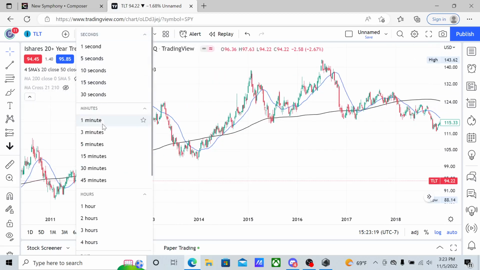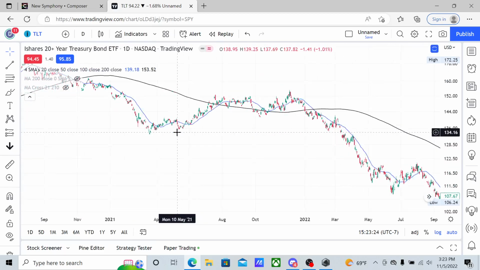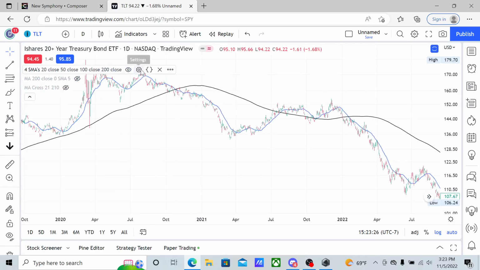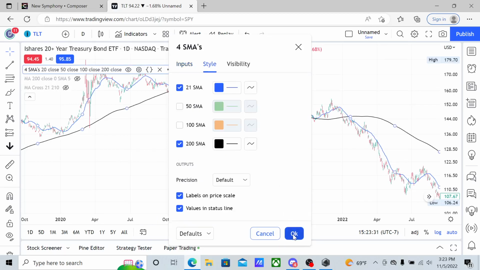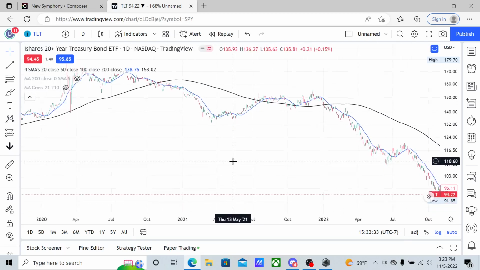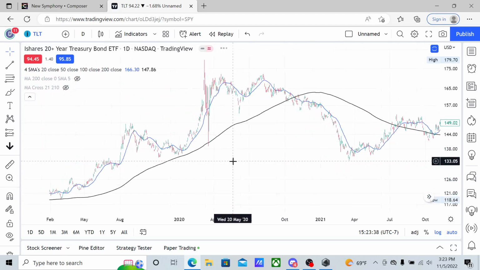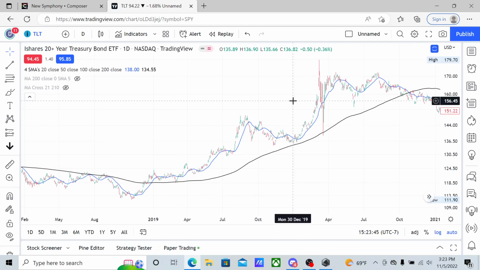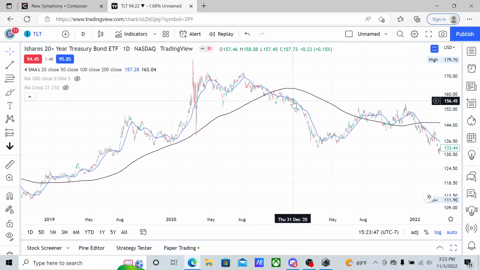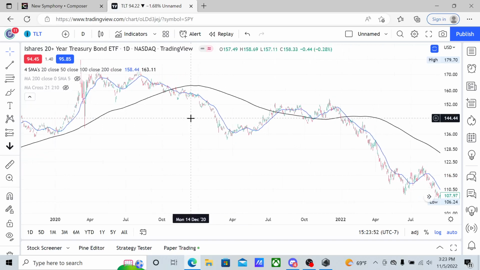So let's go to the daily chart. And okay, so this is the 200 day. Yeah, that's the 20 and the 200. So this is long-term treasuries. And you can see they do tend to respect the 200 day. However, they move slowly, or they move slower than, say, stocks.